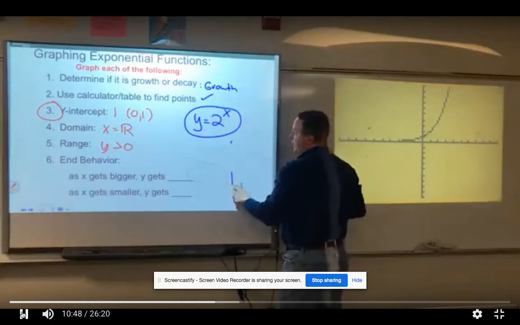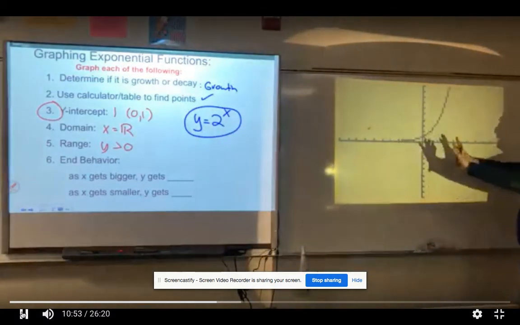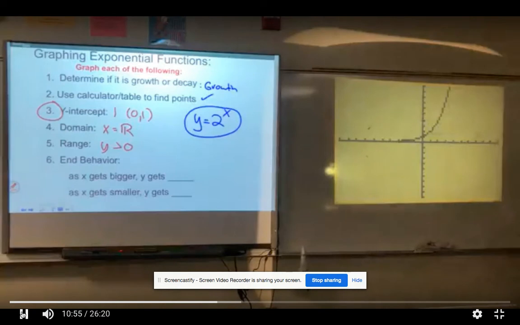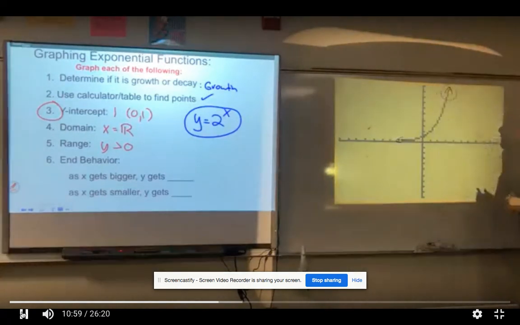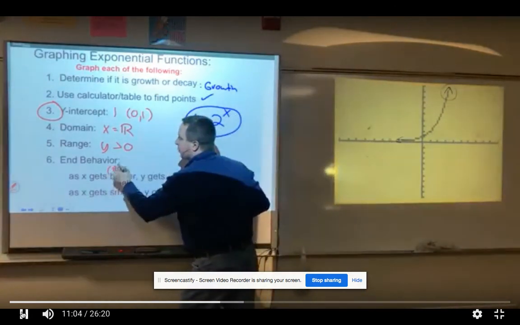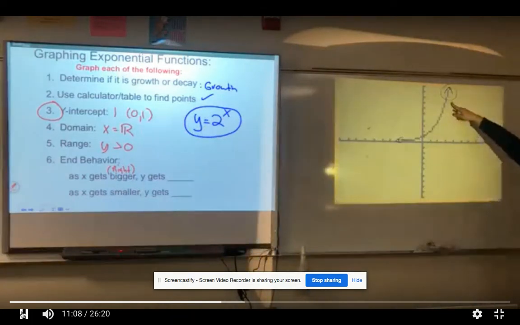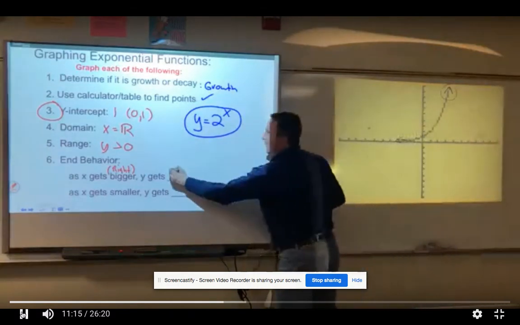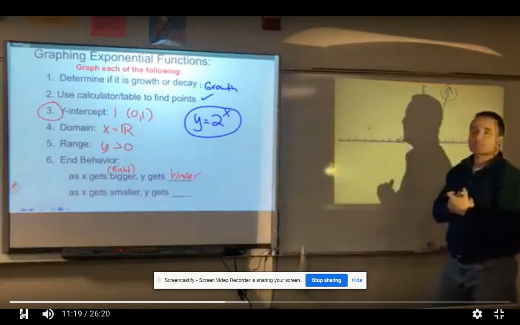End behavior. I think we saw this once upon a time. The end behavior talks about the ends of the graph, out at the edge, like over here and up here. As x gets bigger, this means as I go to the right on the graph, where does it eventually go? It goes up. And when it goes up, what's happening to the y values? The y value is also getting bigger. We can just keep it simple like that.